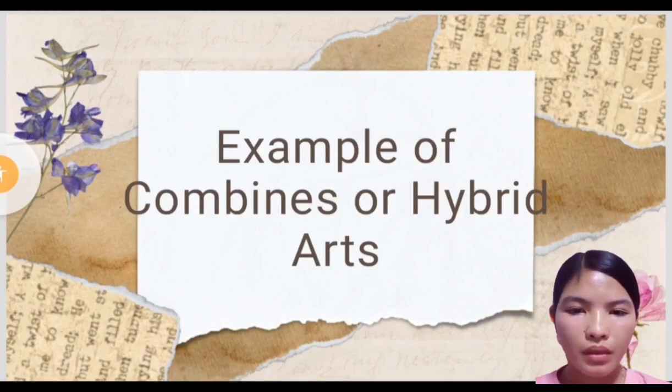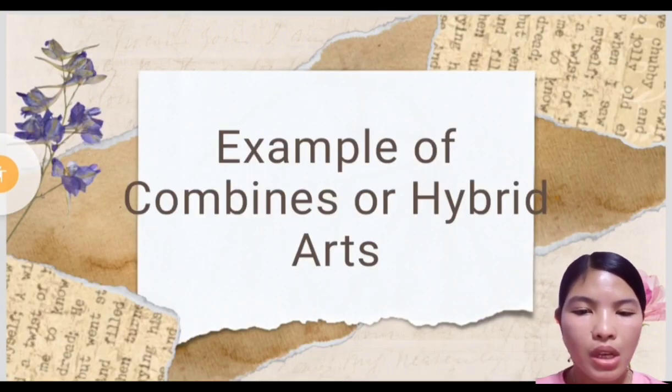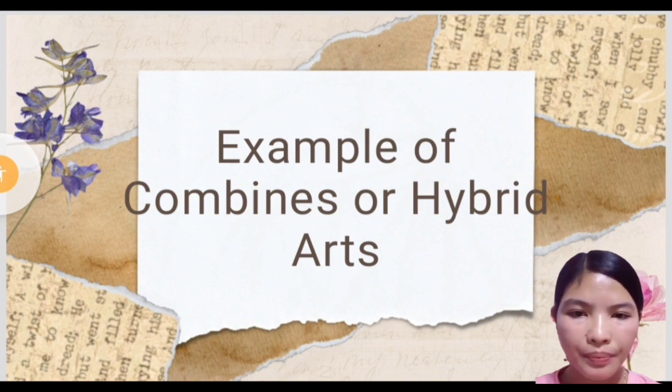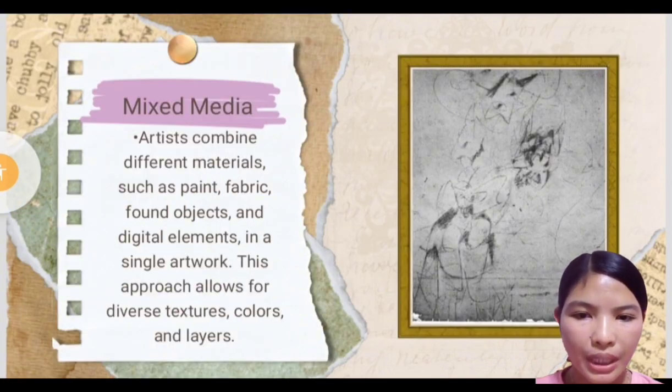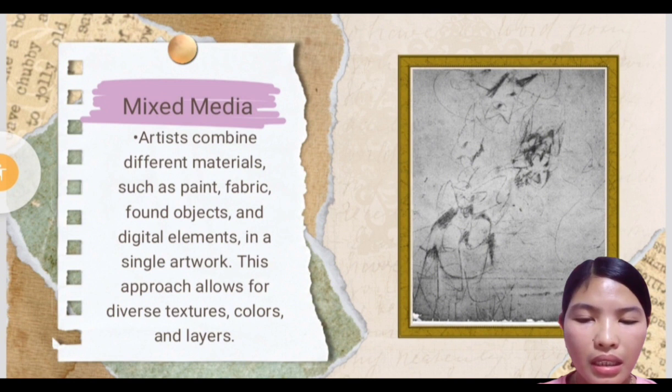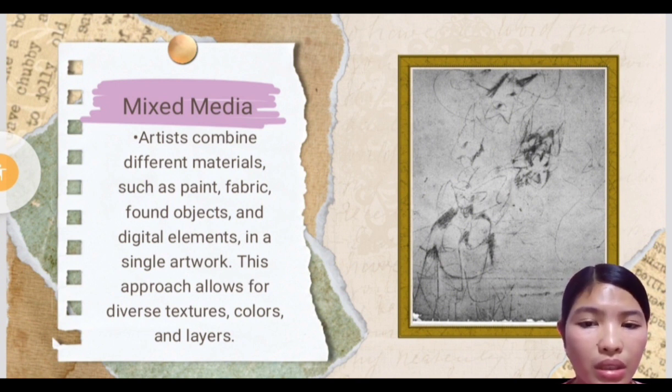These are the examples of combines or hybrid arts. One is mixed media. Artists combine different materials such as paint, fabric, found objects, and digital elements in a single artwork. This approach allows for diverse textures, colors, and layers. An example is Robert Rauschenberg's Erased de Kooning Drawing, which combined erasure with traditional drawing.